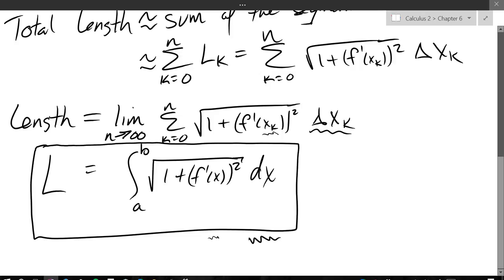So the idea is if you get smaller and smaller line segments, you'll get closer and closer to this integral right here. And if you actually send it to infinity, you get equality. So an integral is kind of like the limit of the sum. This is sort of glossed over, depending on who taught your calculus class.